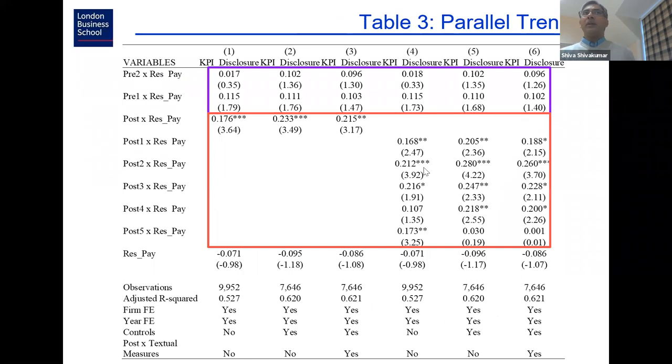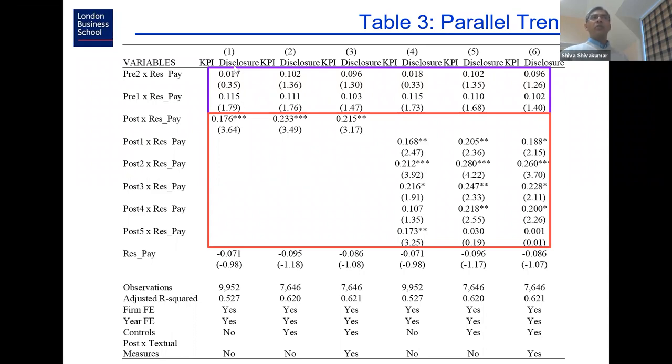When we do a parallel trends analysis, we find that in the post period, there is a consistent, almost a consistently positive effect on the disclosures for firms which have excessive pay packages.